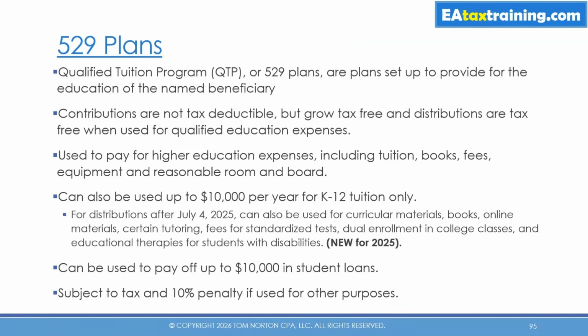Funds from the 529 plan can also be used to pay off up to $10,000 in student loans. But if you take the money out of the plan for any purpose other than qualified education expenses, then they are subject to income tax and a 10% penalty.